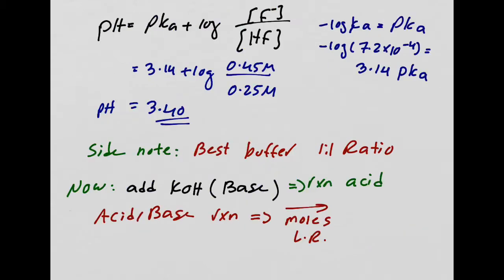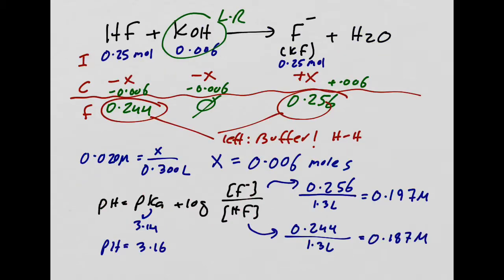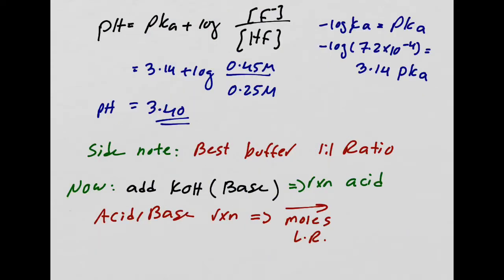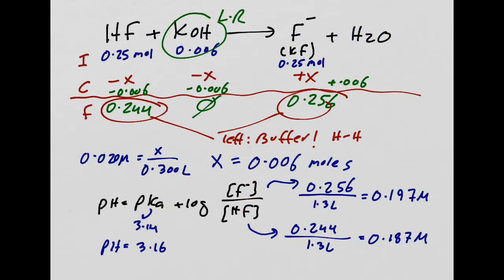Did the pH change much? Not too much. It went from 3.40 to 3.16. It changed a little bit, and it changed because we did not have the best buffer solution. The best buffer is when you have a 1-to-1 ratio between the weak acid and its conjugate. We didn't have a 1-to-1 ratio. Not the best buffer, but it's still not bad. You added a strong base, and the pH is still in the 3s.